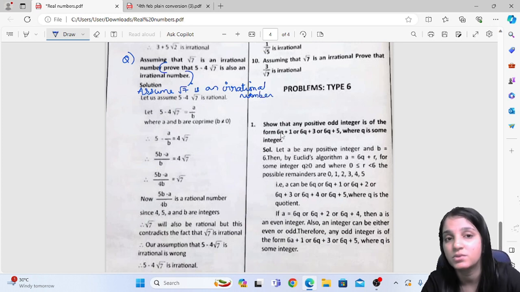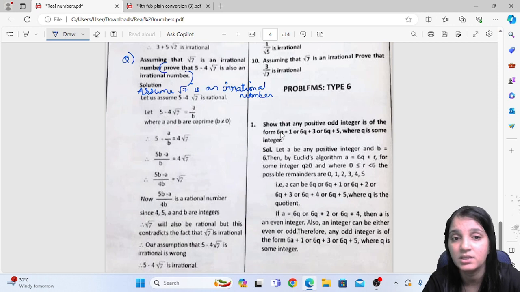Okay, always you have to start by assuming root 7 is an irrational number, and here they have already given it. Assuming that root 7 is an irrational number, you have to prove this. Now first let us assume 5 minus 4 root 7 is rational. This we have to assume.